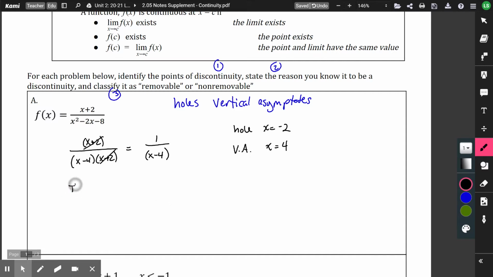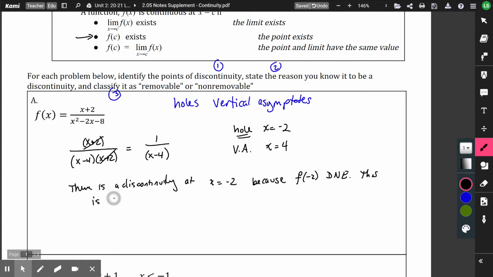So we're going to say there is a discontinuity at x is equal to -2 because, and the reason we know that this particular point is a point of discontinuity is because at a hole, the actual point does not exist. So we are not meeting the second condition of f of c exists here. So we're going to say f of -2 does not exist.